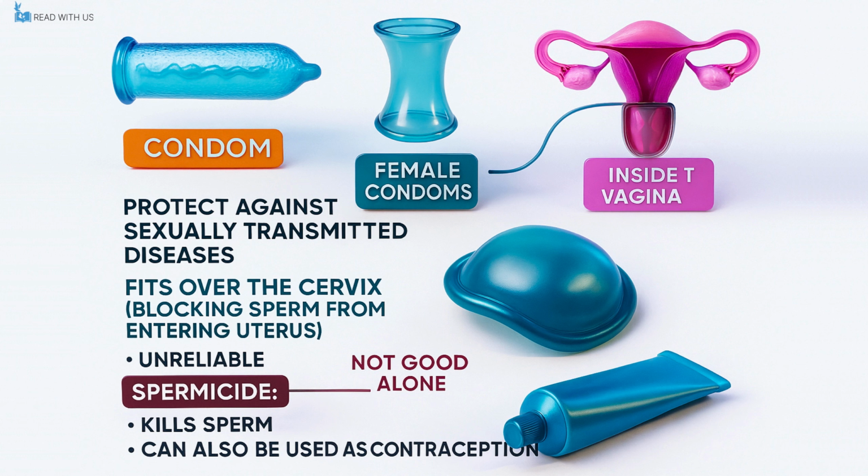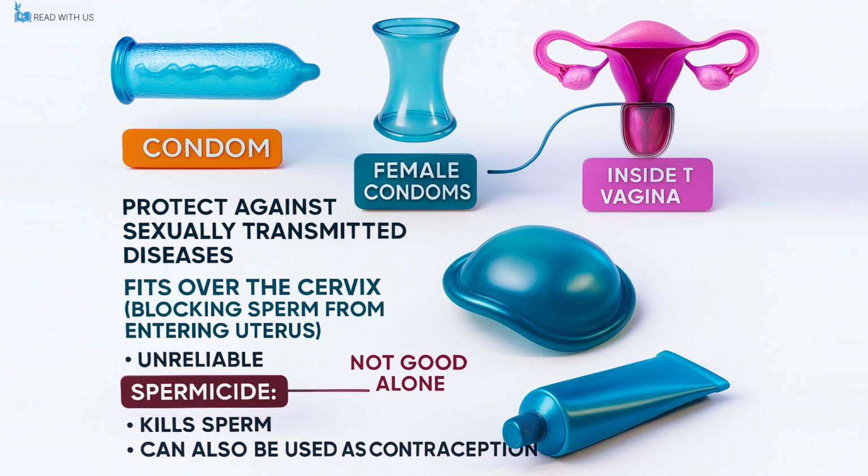Another method is the diaphragm, which is a shallow plastic cup inserted into the vagina to cover the cervix and block sperm from entering the uterus. Because diaphragms are not very effective on their own, they must be used together with a spermicide, which is a chemical substance that kills sperm. Spermicides can be used on their own, but they are only around 70% effective, meaning that 3 out of 10 times they may fail. Due to this relatively low success rate, they are not considered a reliable stand-alone method.